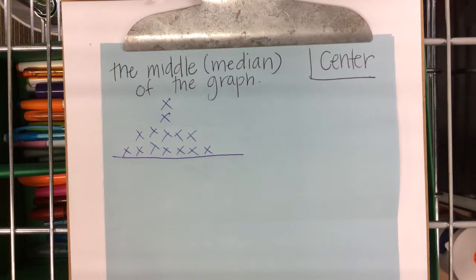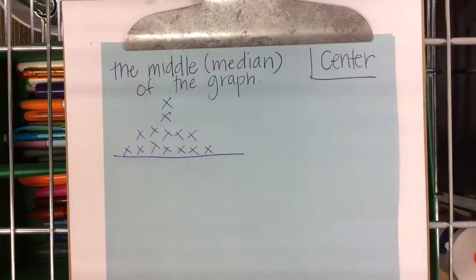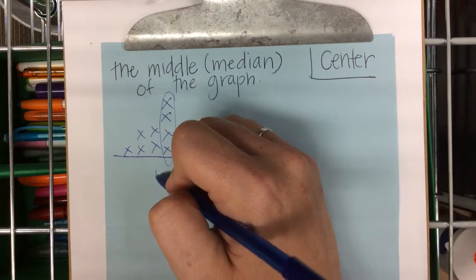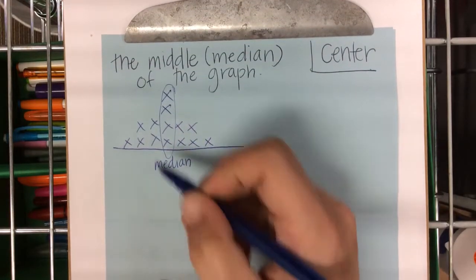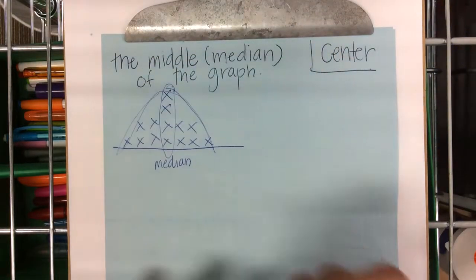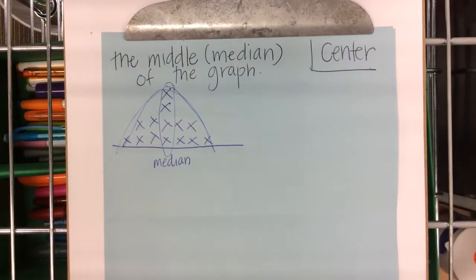What can you tell me about the middle of this graph? Is the middle of the graph in the middle? Yeah, here's the median. Is it really in the middle? Yeah, it's really in the middle. So you would say that the median actually is in the middle of this graph. This is a true center of the graph.